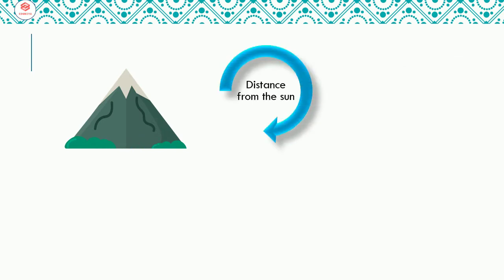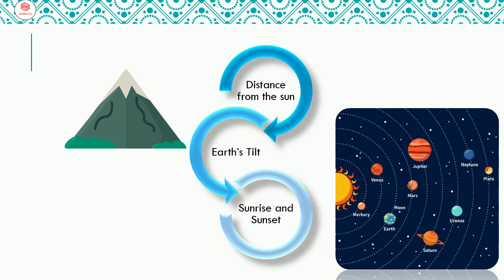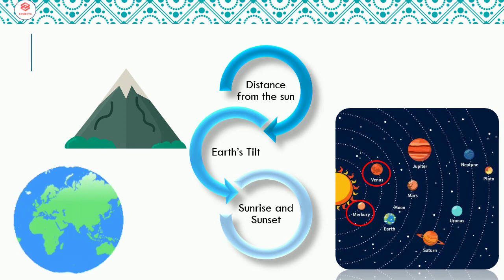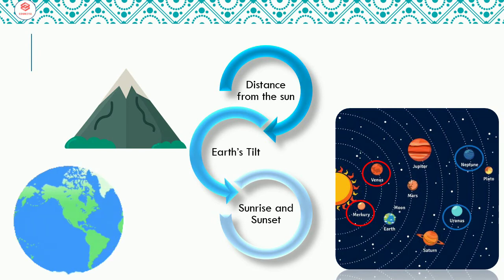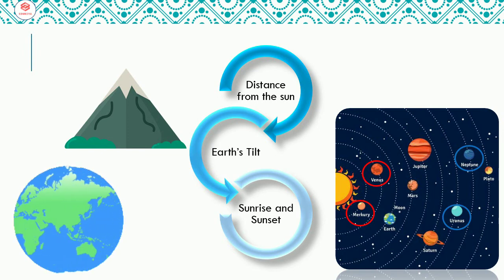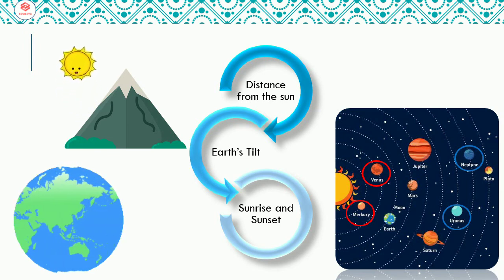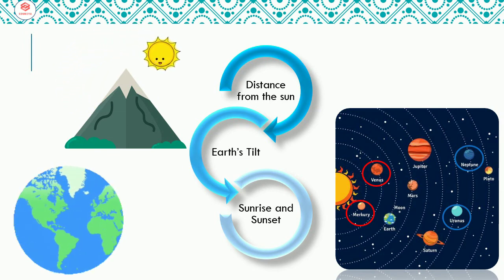Distance from the sun, Earth's tilt, sunrise and sunset are the factors affecting climate of the Earth. Distance from the sun, Earth being at the right distance from the sun is neither too hot nor too cold. The planets near the sun are very hot, and the planets farther away from the sun are very cold. Earth's tilt. Due to the Earth's angle of inclination or its axis is tilted at the angle of 23.5 degree, we get a variation in the length of the daytime.